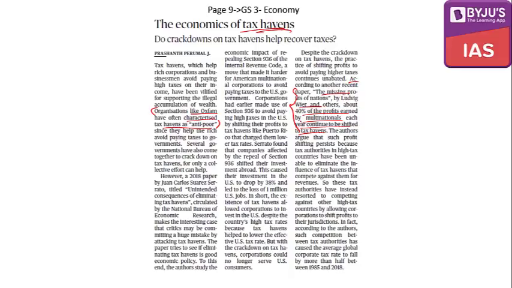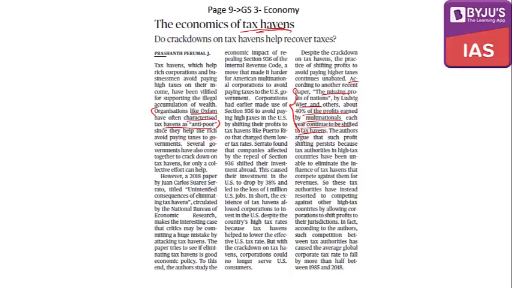But what this article speaks about is that there is also a positive side as to why the tax haven has to be there. We know the tax haven is a threat to the economy. We are not going to discuss that in detail, but what we will be discussing with respect to this article is why the tax haven has to be there. That is what this article is all about. So let's try and understand what it says.